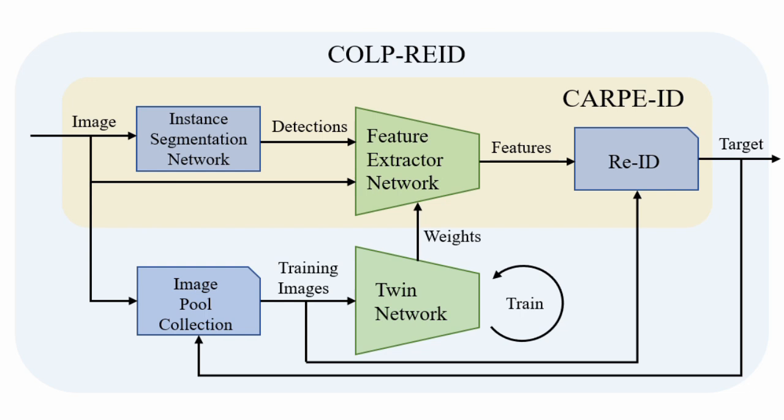In such scenarios, the image pool collector organizes the image buffer into batches for training in the twin network. Once the images are ready, they are passed to the twin network, and the training process begins. We will delve into the details of how image pool collection and training work later.